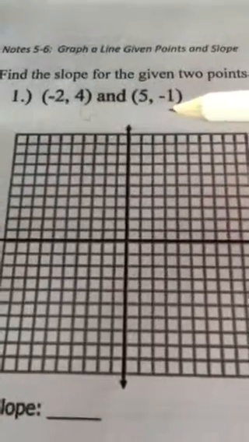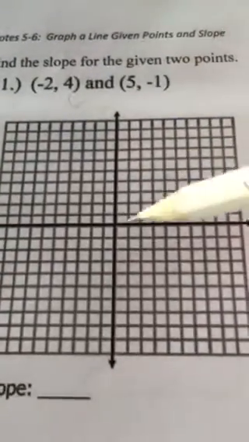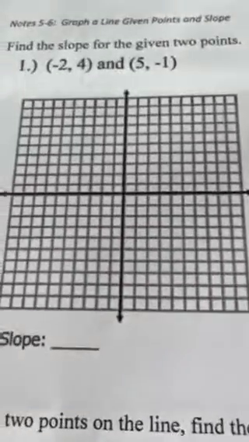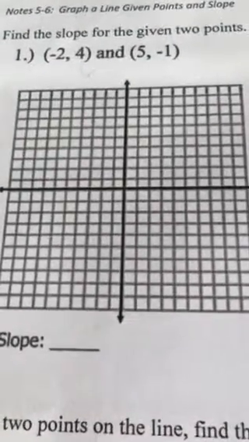There are 2 different ways you can find the slope given 2 points. You can use a graph like they have right here, or you can use a table, which we'll talk about when we get to number 2. I've found most students prefer using a graph, so I'll go ahead and show you how to do that first.